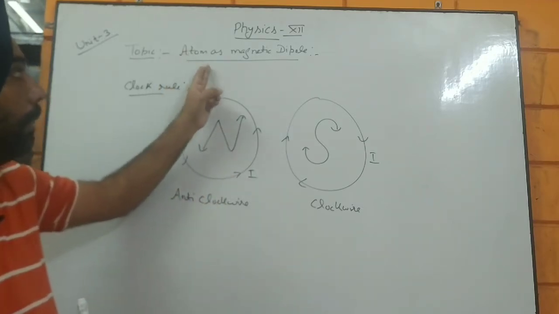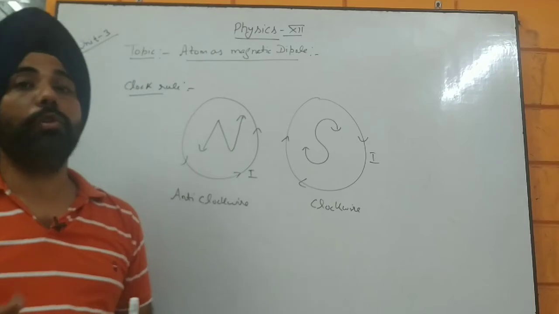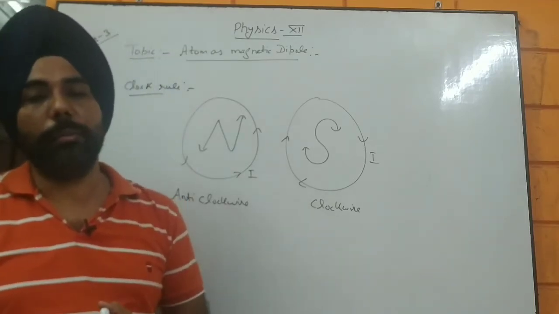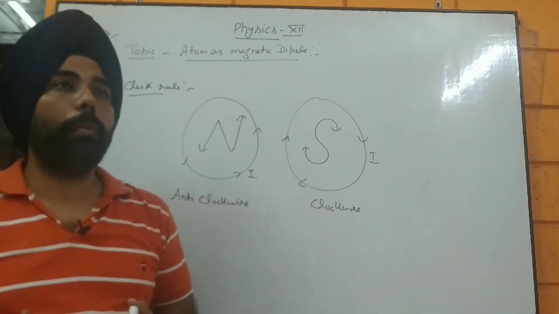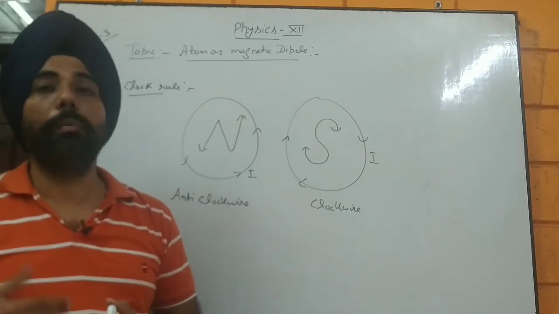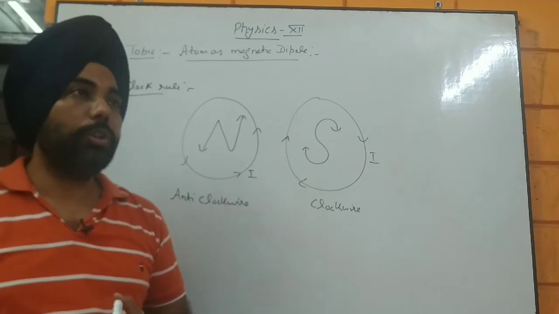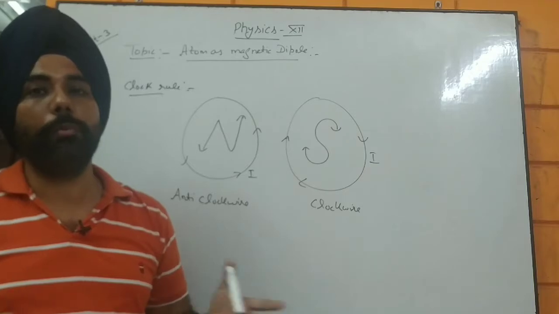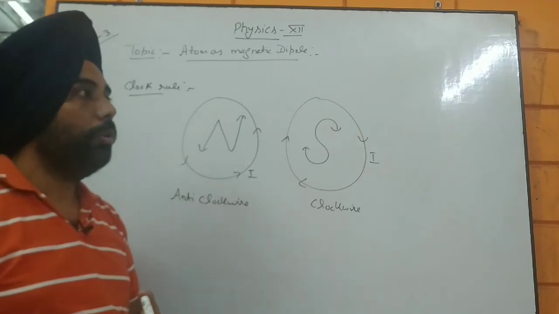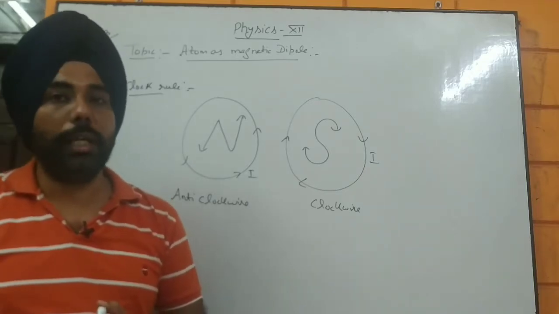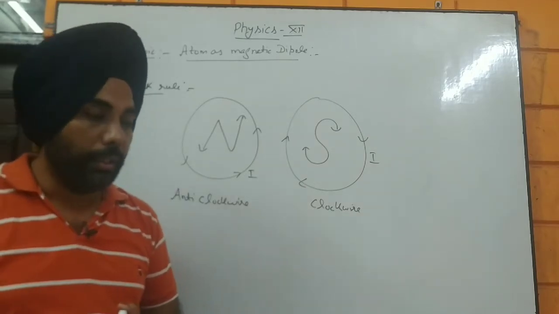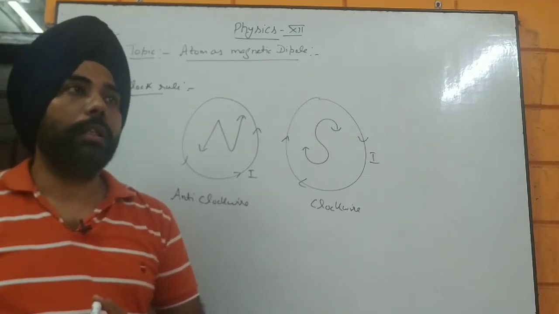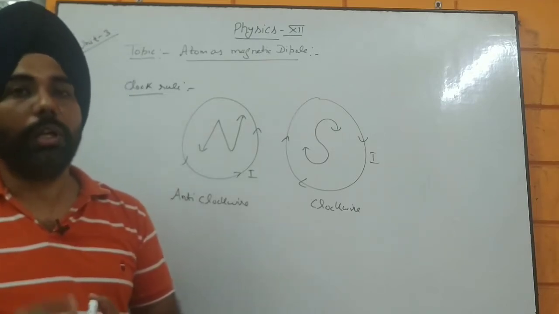Today's topic is atom as a magnetic dipole. How can we prove that an atom is a magnetic dipole? This topic is also known as Bohr magneton. Now what is Bohr magneton? As you know, a lot of information about the atom is given by Bohr, so we use some Bohr formulas in that equation as well. That is why it is known as Bohr magneton. It's a very important topic, so we are going through it.